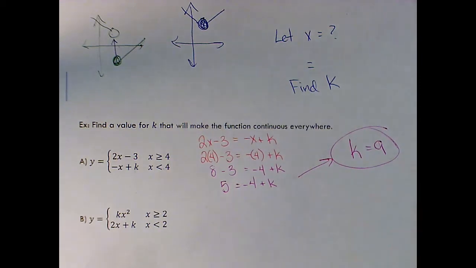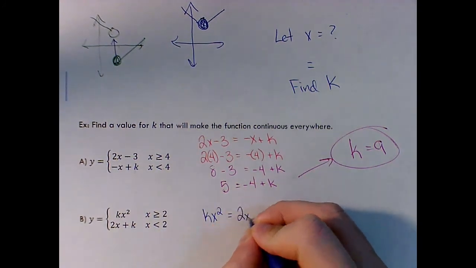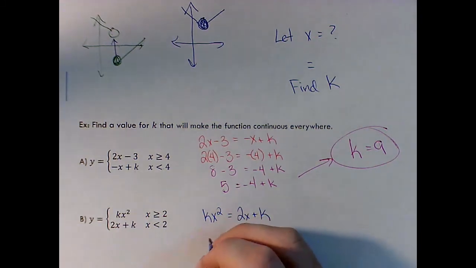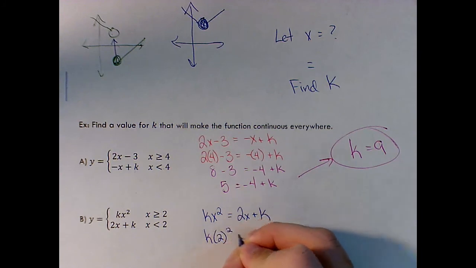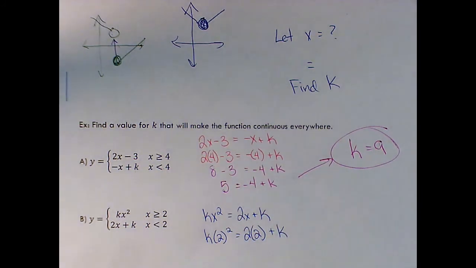Let's do it again. Let kx squared equal 2x plus k. The magic happens at 2. So I have k times 2 squared equals 2 times 2 plus k. Two squared is 4, so I have 4k equals 4 plus k.